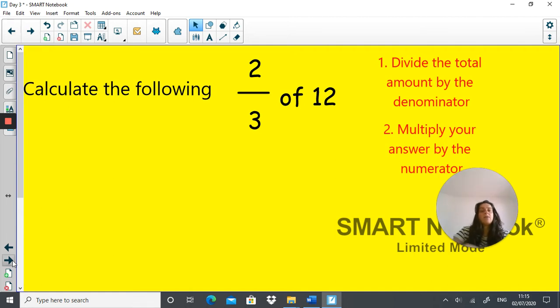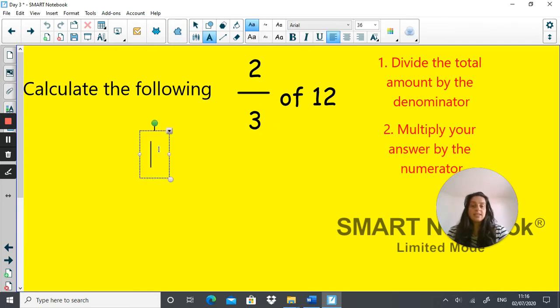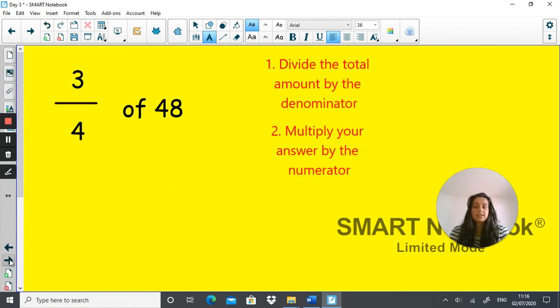Now I want you to calculate the following. What is 2/3 of 12? Remember, divide the total amount by the denominator, then multiply your answer by the numerator. So what is 2/3 of 12? 12 divided by 3, as you all know, is 4. And then 4 multiplied by 2 is 8. So the answer to this is 8. Well done if you got it right. Let's go on to the next.